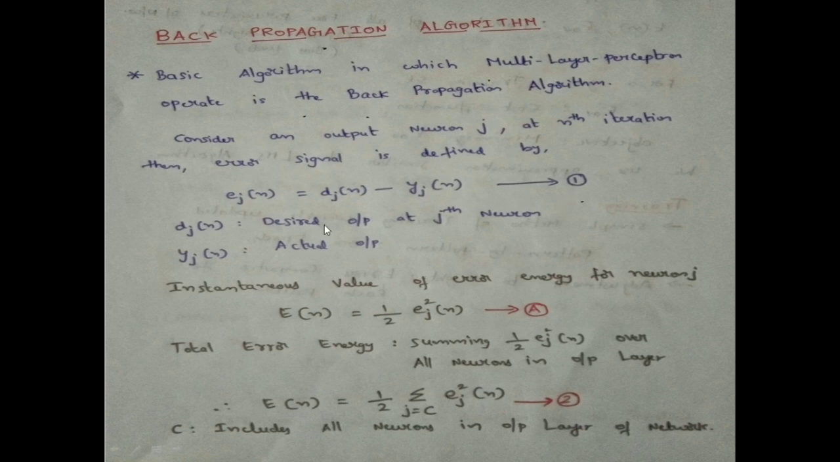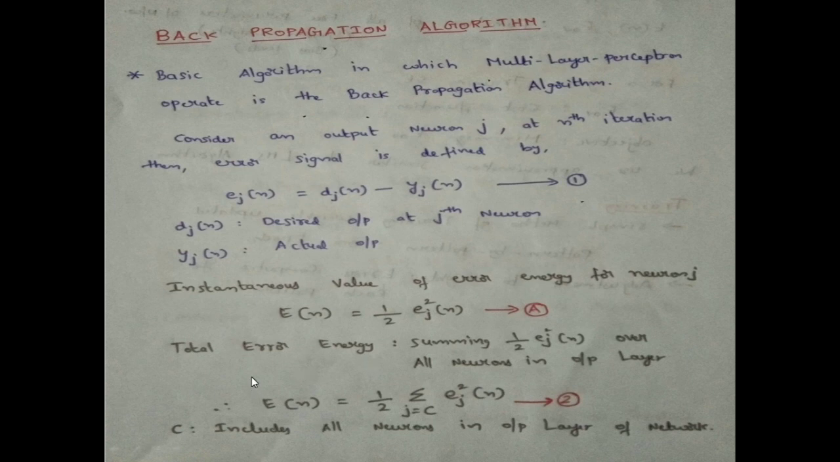Here we already know that d_j(n) is the desired output at the jth neuron, which is the output neuron, and y_j(n) is the actual output, and the error signal is the difference of the desired output and actual output. Then let us define the instantaneous value of error energy for the neuron j at the nth iteration, which is given by E(n) = 1/2 e_j(n) squared. Let us consider this as equation A.